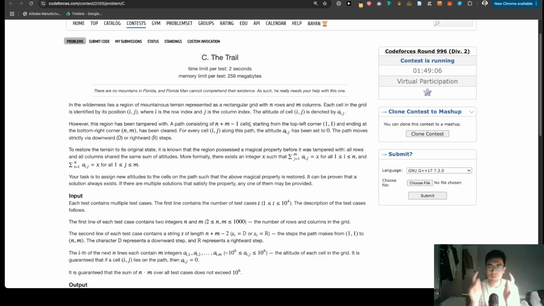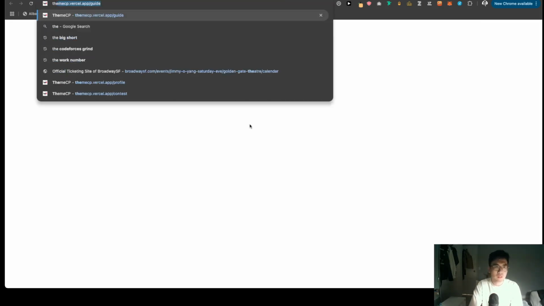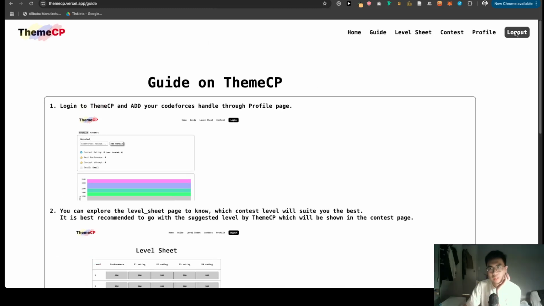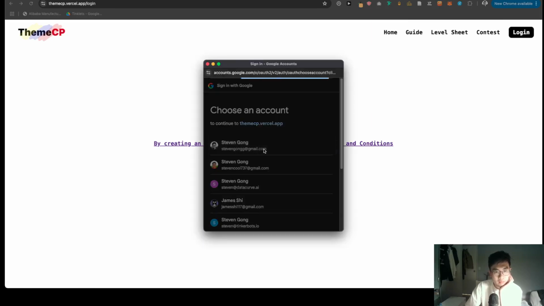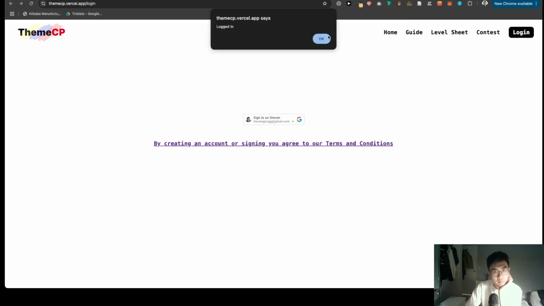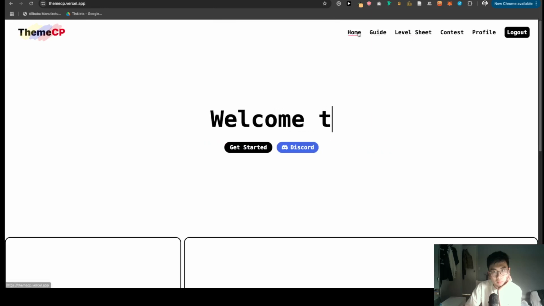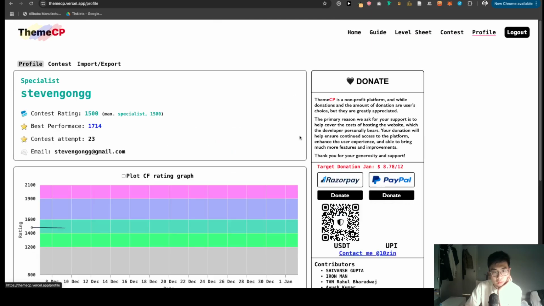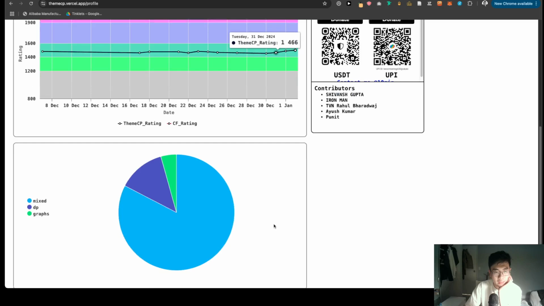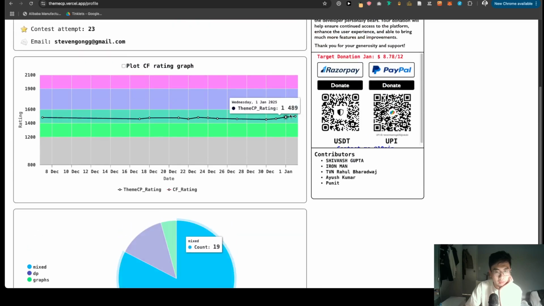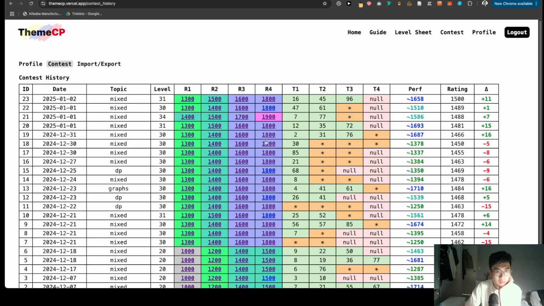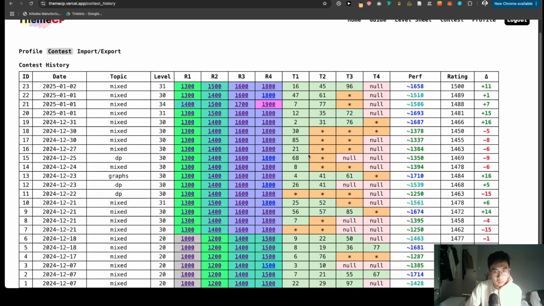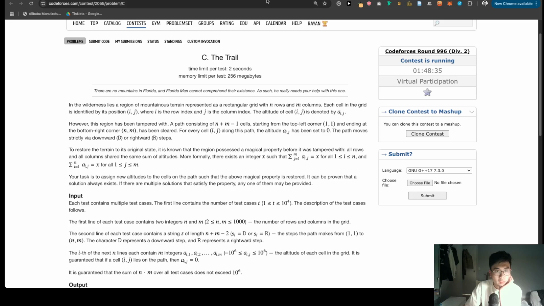Oh, by the way, I shouldn't practice like this. There's a website called ThemeCP that I use, which is really good. Okay, let's log in again. So this one, you can see my profile, and I've been practicing, and I'm slowly getting better with the mixed ones. And you can see my contests and how I've been practicing. So yeah, okay, all right, back to the problem.